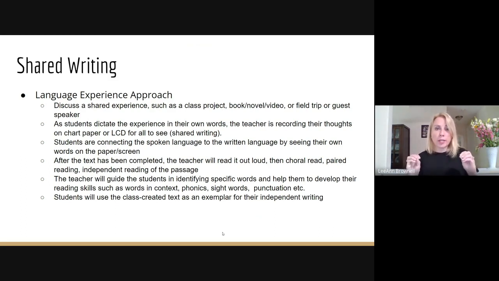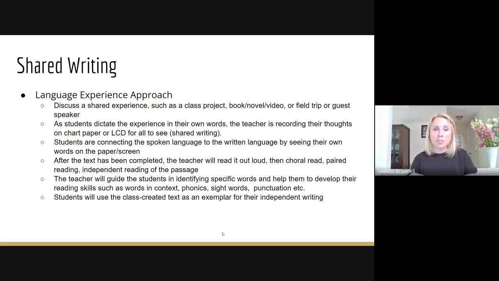So at this point, the students are connecting their spoken language to the written language, and they're actually seeing their own words that they said on a screen or a piece of paper. Once the text has been completed, the teacher will read it aloud. Then they will choral read as a group. They can practice in pairs, and then they will be left to do it independently.